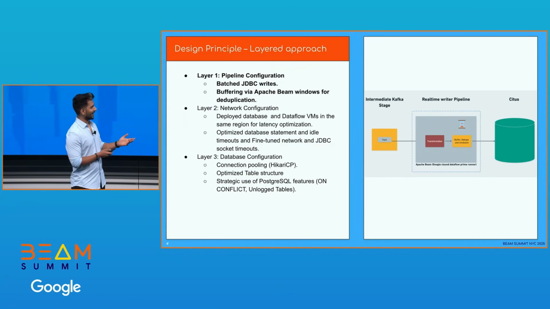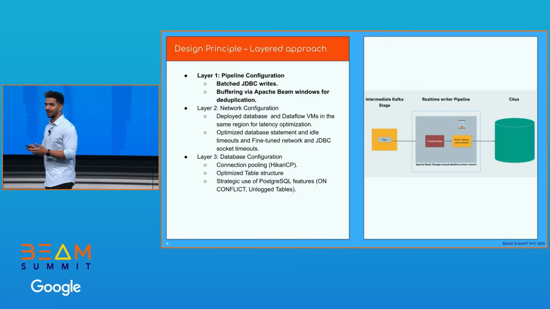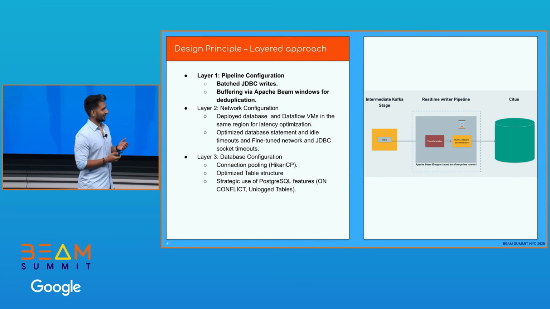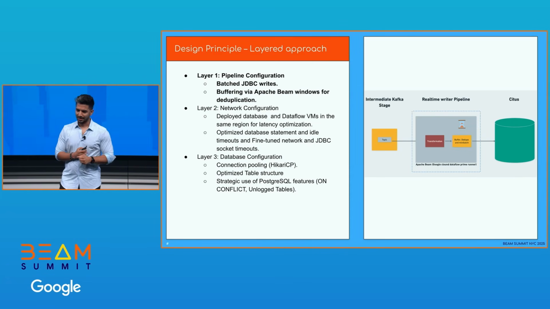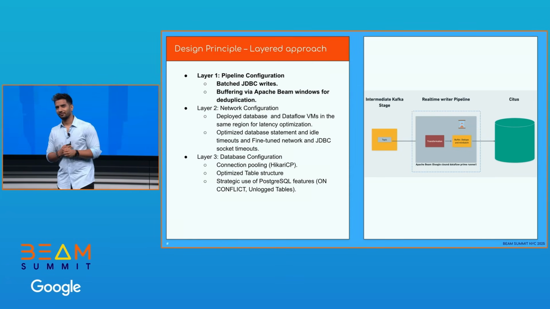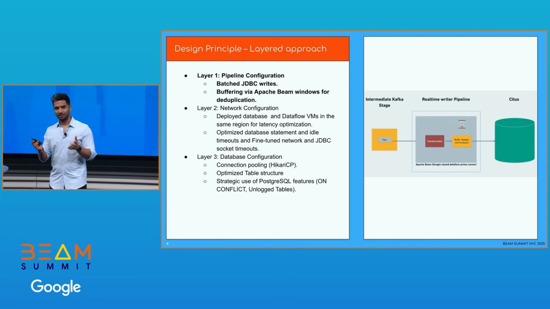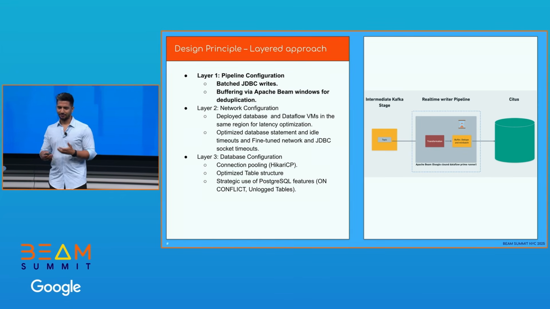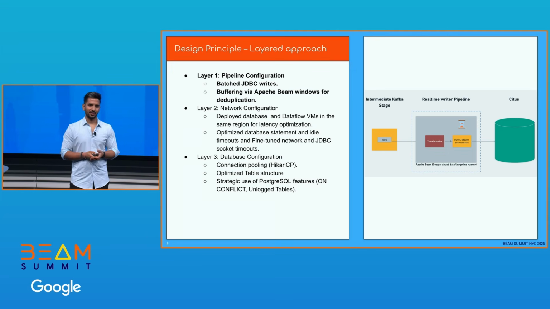For layer 1, we treat it as the data flow pipeline itself that's writing to the data store. We do several things there. One of them is JDBC batching, and then we also use a temporal buffer. Within that temporal buffer, we do deduplication of data before actually writing it to the data store, so the data store doesn't have to do that as often, and that helps take some of the load away from the database.